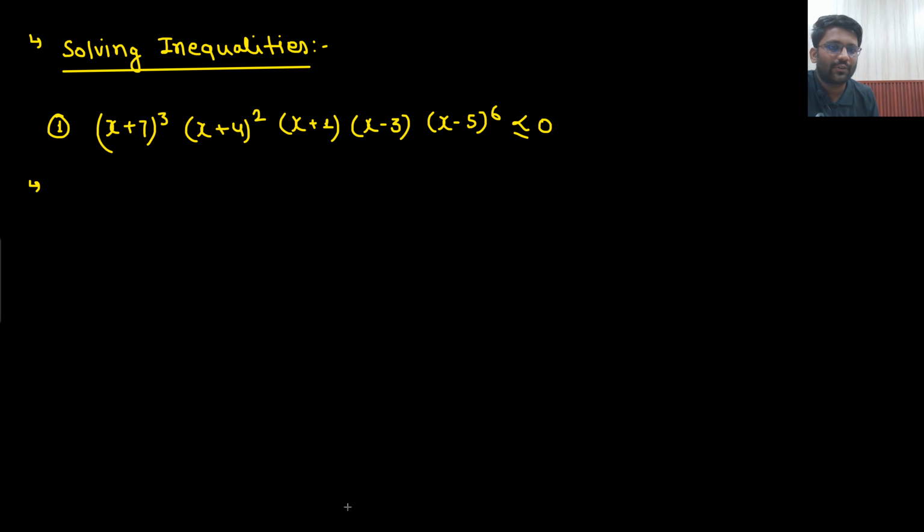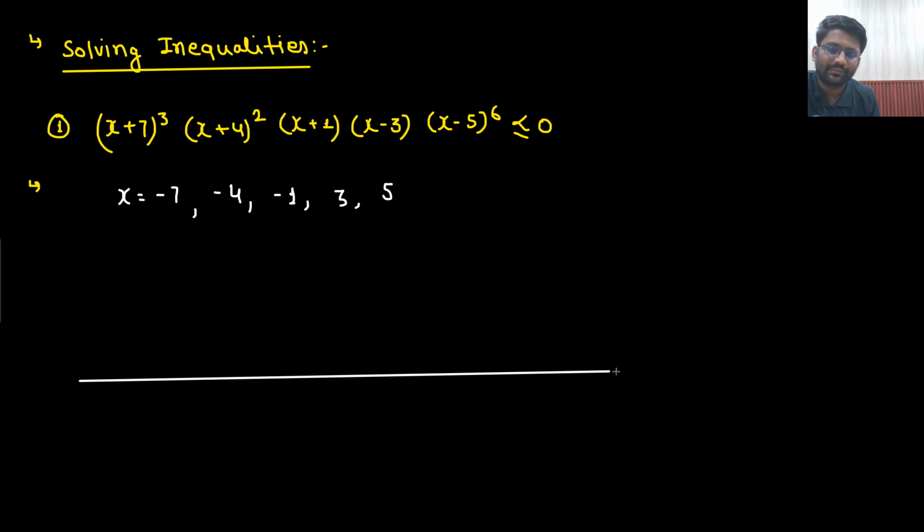So have we solved these kinds of questions? Yes, sir. First of all, we will find out where the zeros are. Zeros you can call them roots, or poles, whatever you want to call them. So sir, this is the scenario. Let's draw them on the number line: -7, -4, -1, 3 and 5. If the value is greater than 5, then it is positive.